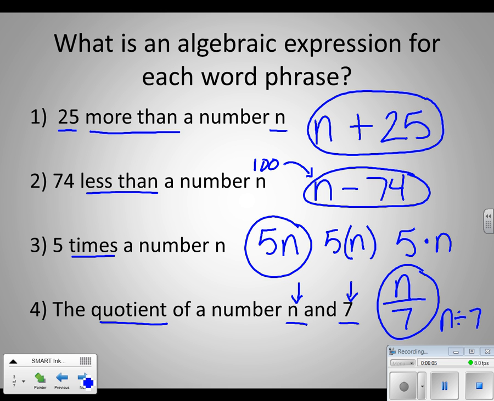Quick review. Number 1, commutative. You could also have 25 plus n, just remember that. But number 2, with the less than, order does matter. Number 3, 4 times multiplication. Order matters in terms of, I would like you to put the 5 in front of the n, but really it's commutative. You can do n times 5. It's just how we write it. And with the quotient, that first number is the numerator.